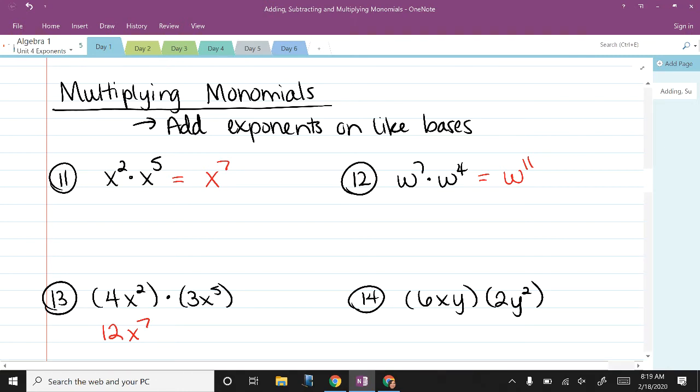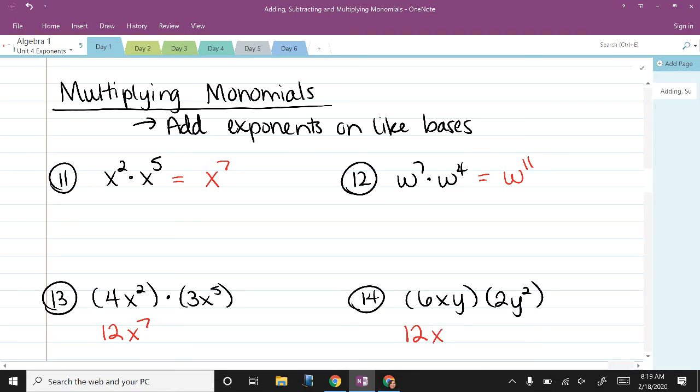All right, so this next one we have 6xy times 2y squared. First things first, what do you think we're going to do first? Multiply your coefficients, right? What is 6 times 2? 12. Yeah, the numbers you just multiply together. Those are not exponents, they're just numbers you multiply. Does x have a like base, buddy? No. So you just put an x in there.